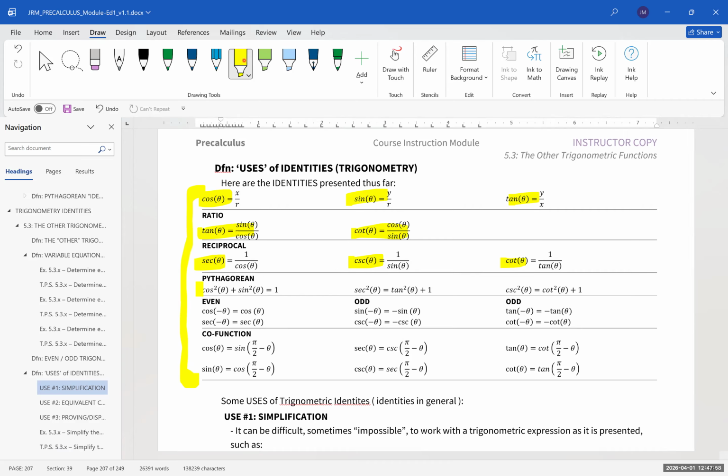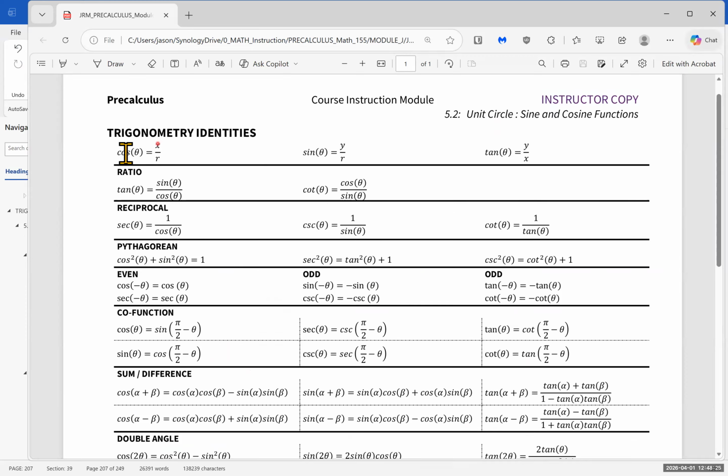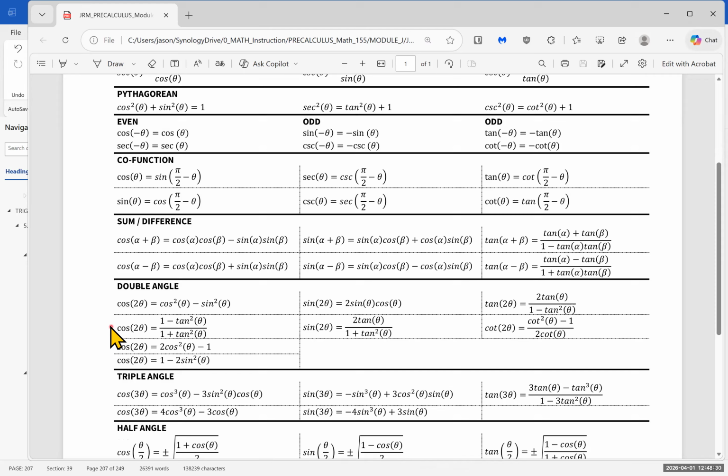I think maybe once or twice we used a Pythagorean identity. And we just learned about even and odd identities, but really haven't used them just yet. And we did learn also about cofunction identities, but if you remember, there's this other page where here are the identities that we've looked at so far, and there are so many more.